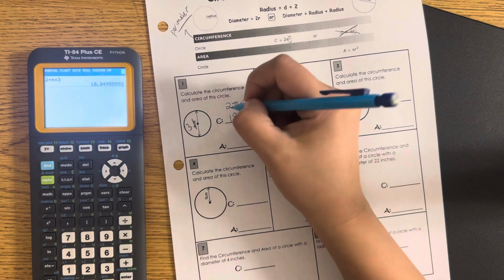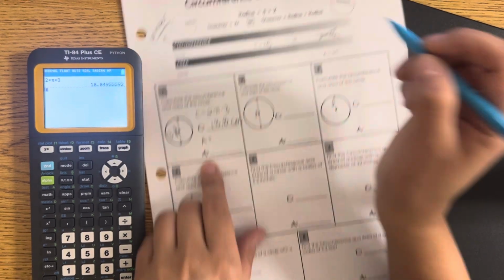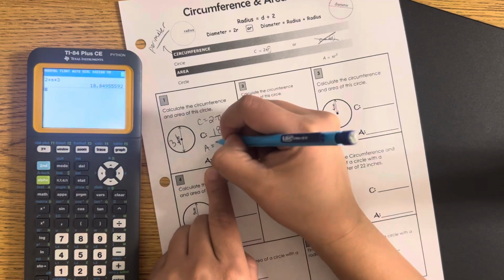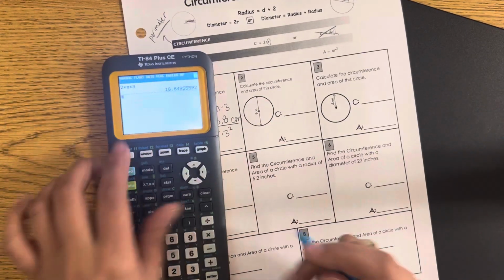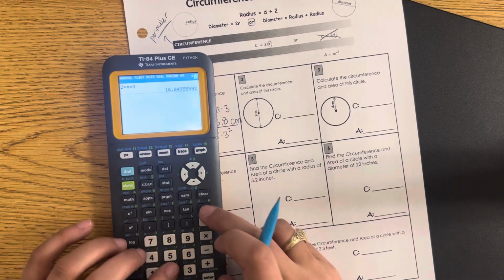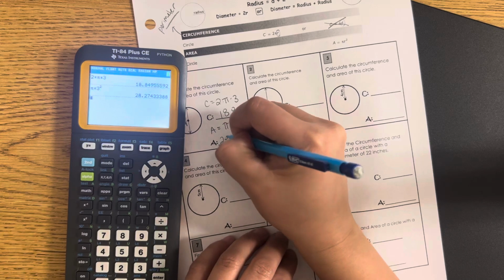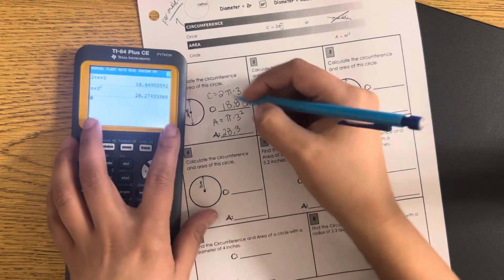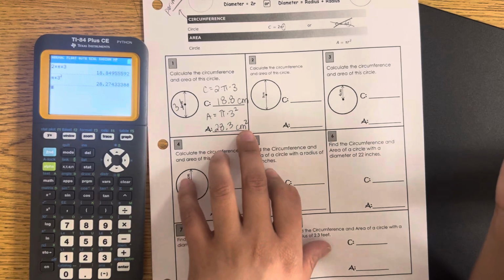Now the area, how you find the area of a circle is pi times radius squared. So pi times the radius, which we already know is 3, and squared. So pi times 3 caret top 2. Hit enter. We're going to go to the tens place as well, and it's 28.3. Now, because it's area, my dimensions or measurements are centimeters squared.